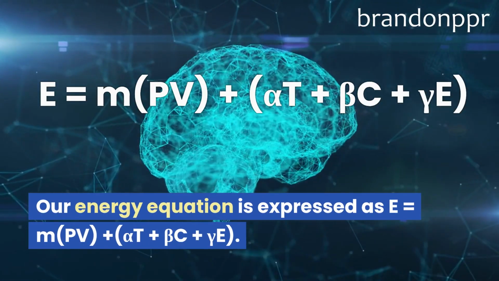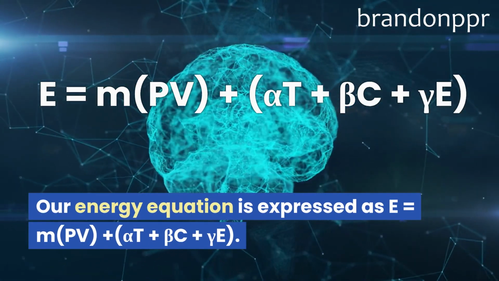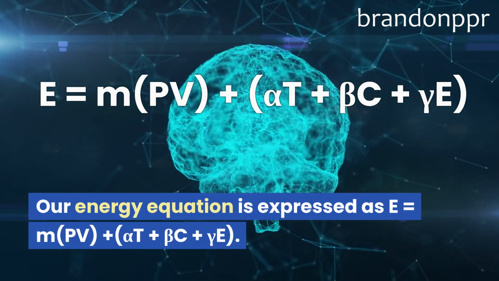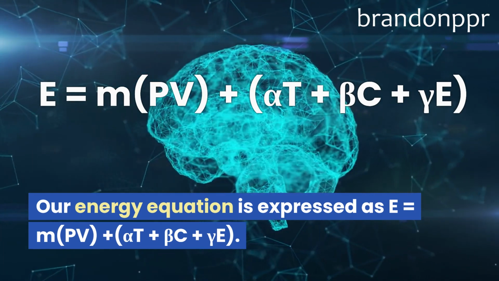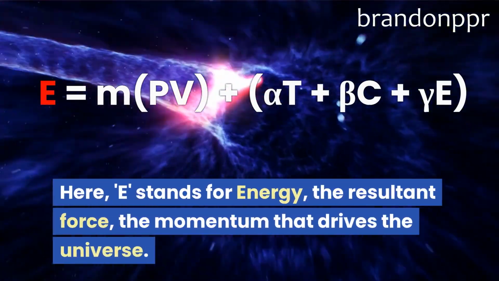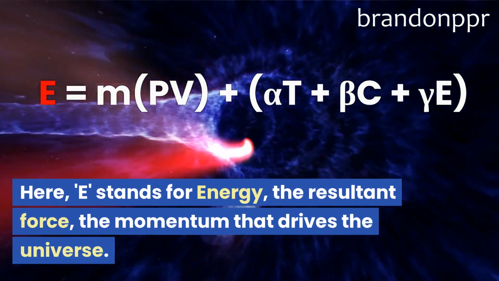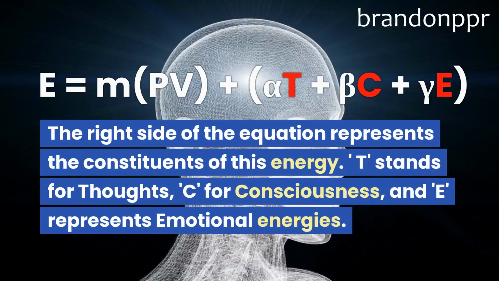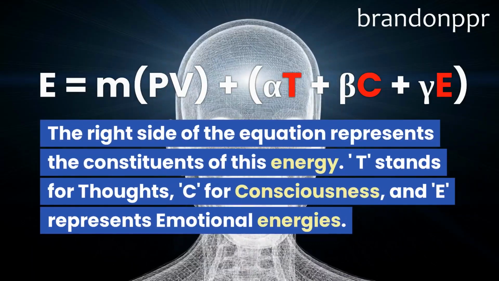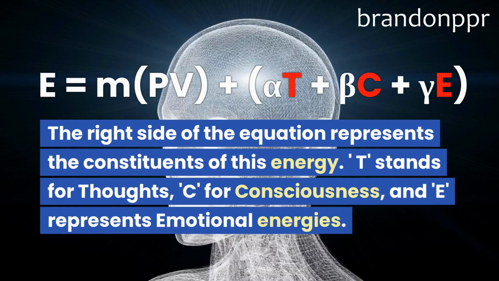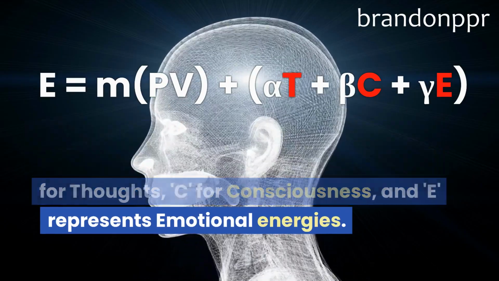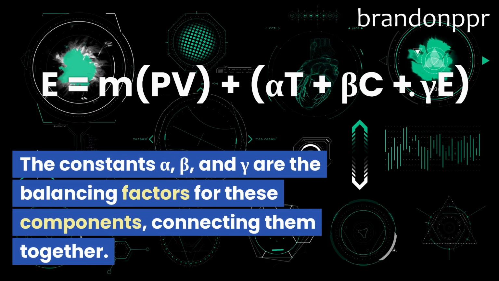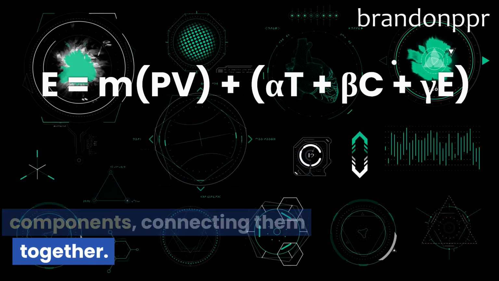Our energy equation is expressed as E equals m times (P times V) plus (alpha T plus beta C plus gamma E). Here, E stands for energy, the resultant force, the momentum that drives the universe. The right side of the equation represents the constituents of this energy. T stands for thoughts, C for consciousness, and E represents emotional energies. The constants alpha, beta, and gamma are the balancing factors for these components, connecting them together.